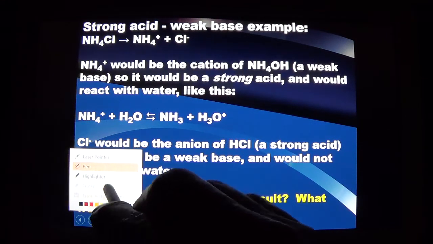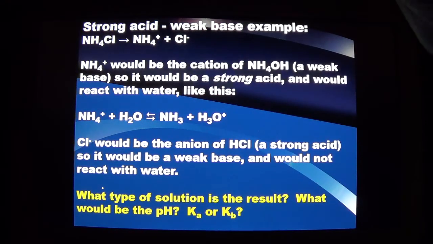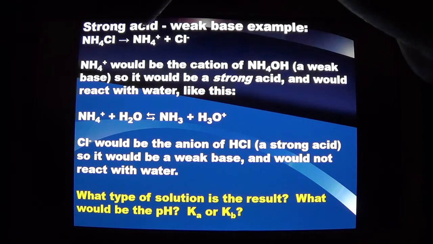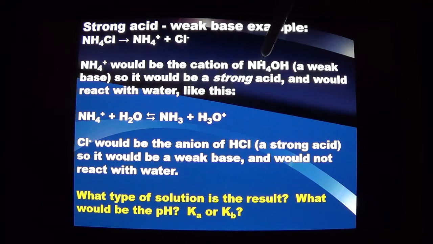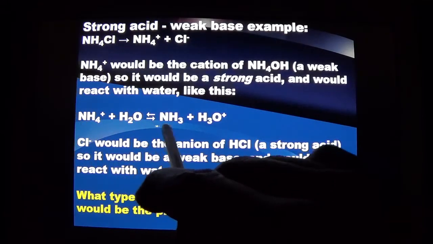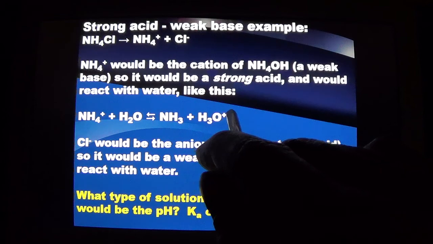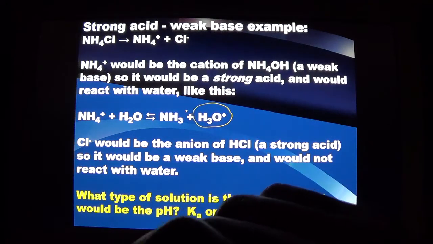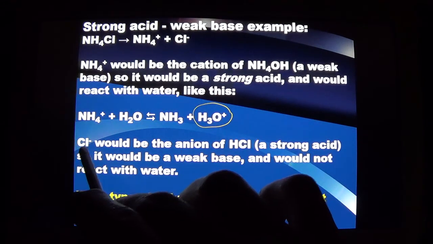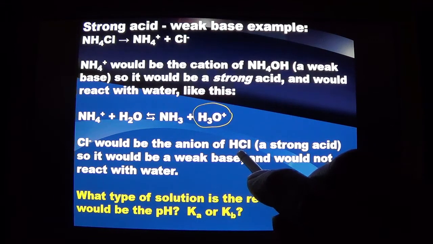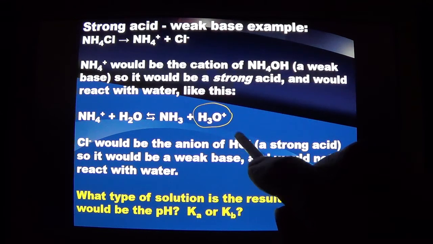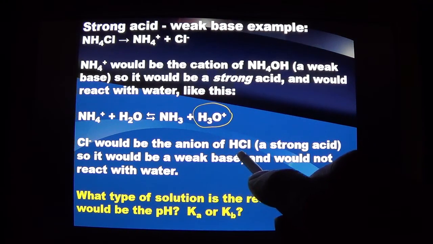Okay. So what about this one? We have ammonium chloride, and ammonium chloride ionizes into ammonium and chloride. The ammonium would make ammonium hydroxide, which is weak. So yes, that reaction will occur. And notice what it's making in the process. It's making some hydrogen ion. Chloride would react with water to make hydrochloric acid, and that's a strong acid, so that would not occur.